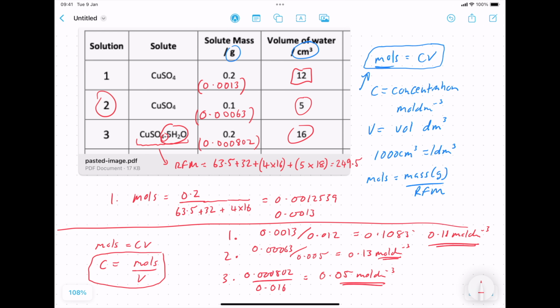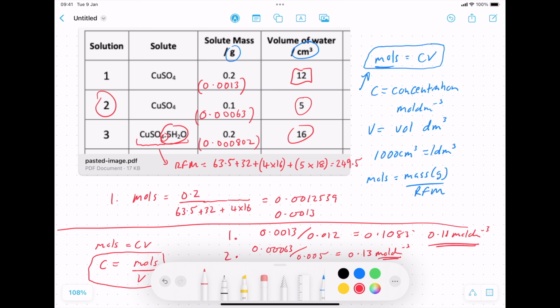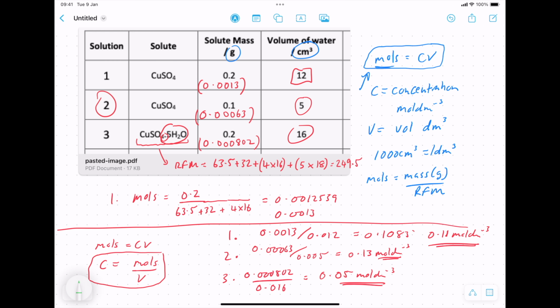So if we look at the 3 answers, we can see the most concentrated is number 2. The next one down is number 1. And then the one with the lowest concentration is the water crystallization, number 3.